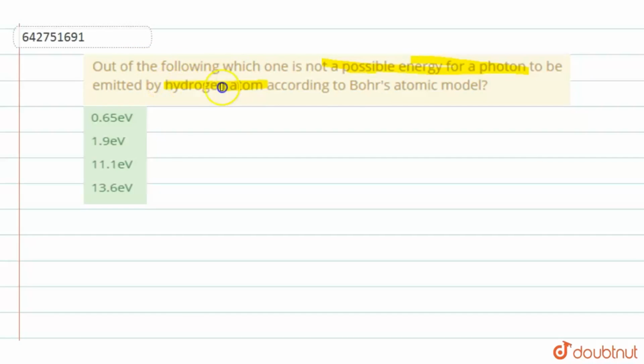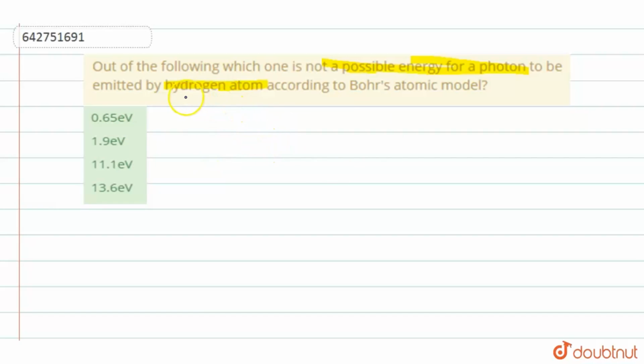Out of the following, which one is not a possible energy of a photon to be emitted by a hydrogen atom according to Bohr's atomic model? So they've given you a list of energies, and one among them is not a possible energy of a photon. They are asking which is not a possible energy for a photon.